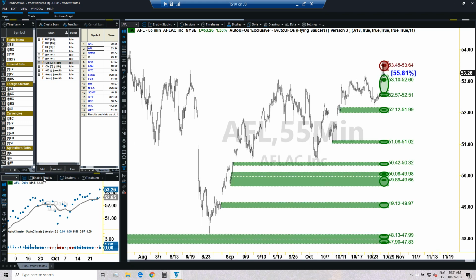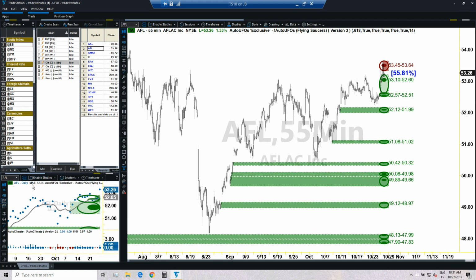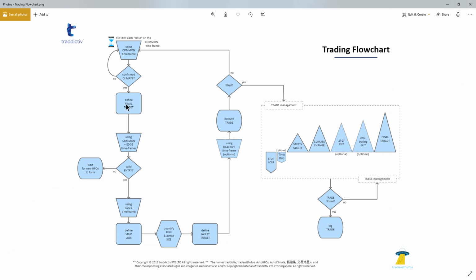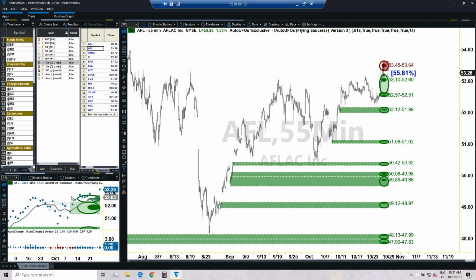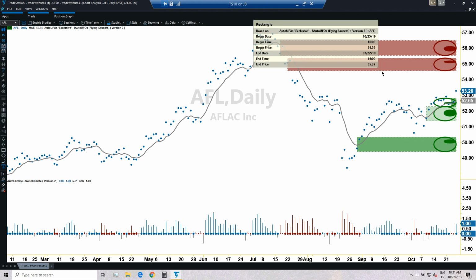Well, the next step would be to look for the target. So activate AutoUFO in the daily time frame. Same common time frame, which is daily in this case. Activate AutoUFO, and go find a target. And here's your target. The target for AFL would be 54.56.